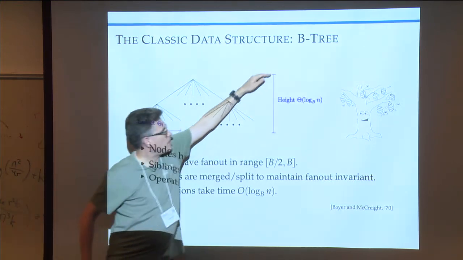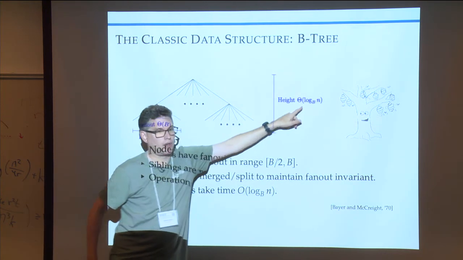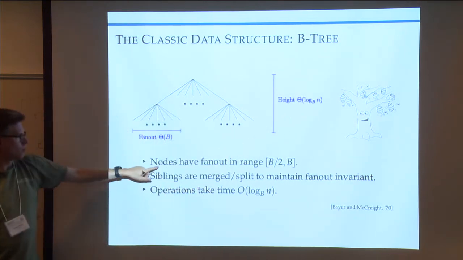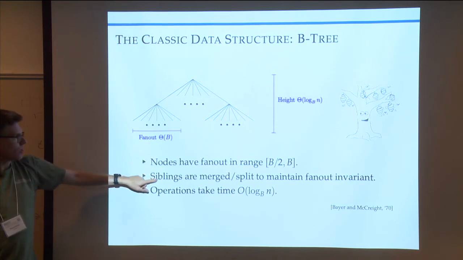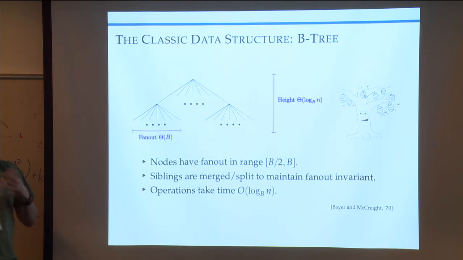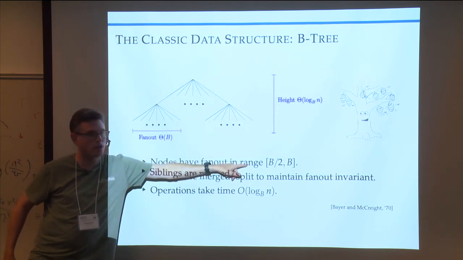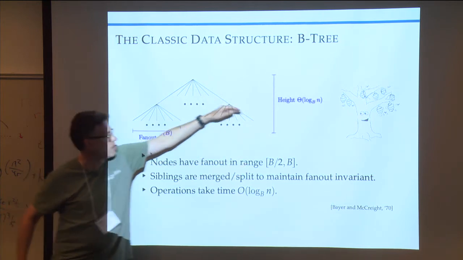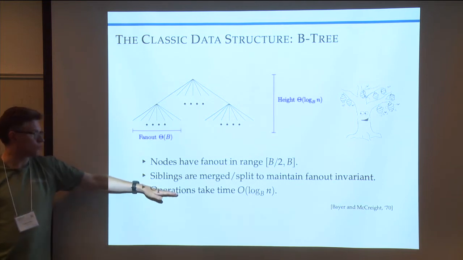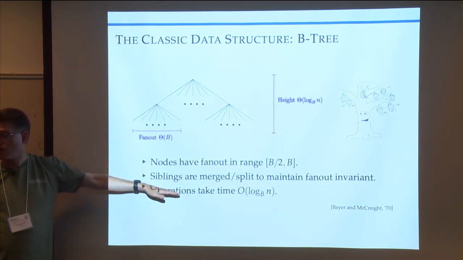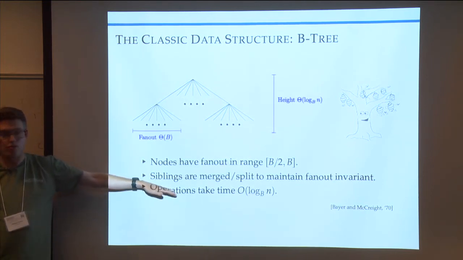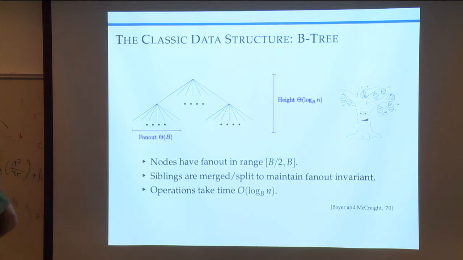And in order to maintain the invariant that the height is log base B of n, we have siblings that, if siblings get too empty, you merge them together. If a node gets too full, you can split it. And so we can maintain this invariant that the fan out is in the range block size over 2 to the block size. So the height is log base B of n. And the result is that all operations take cost log base B of n. Like searching, inserting costs 1 per level. OK, so this is a B tree.